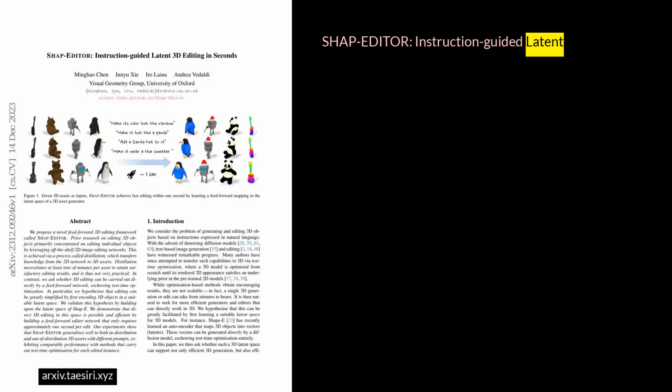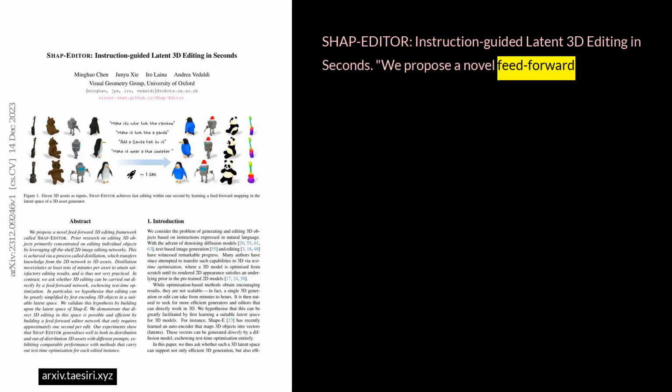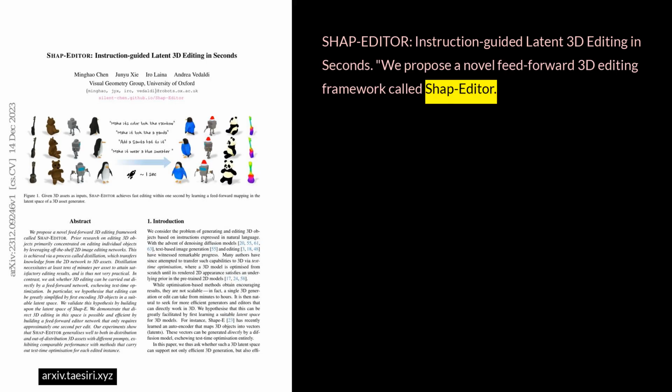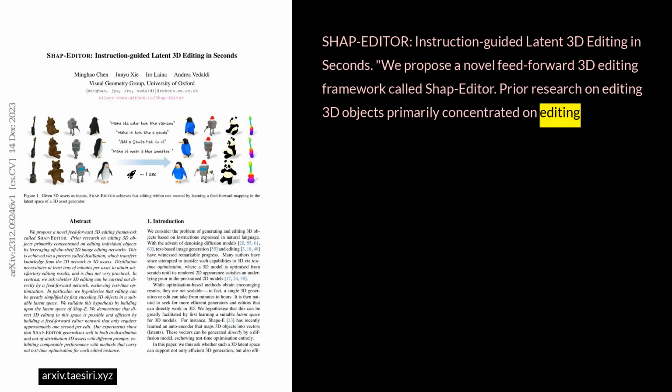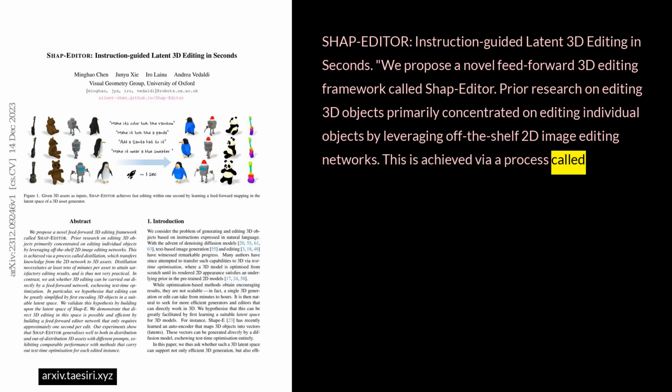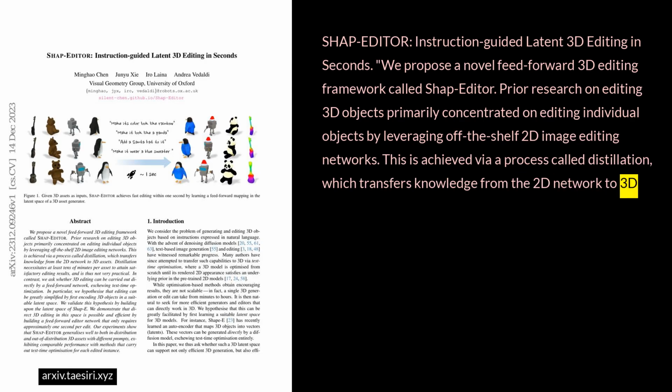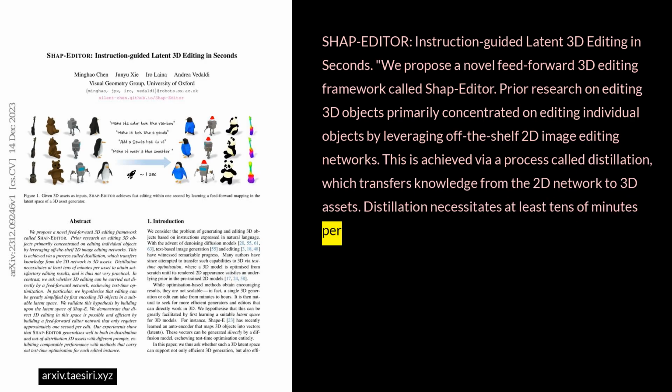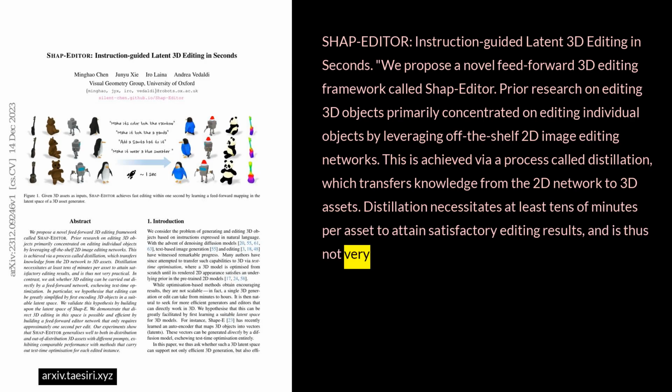Shap-Editor, instruction-guided latent 3D editing in seconds. We propose a novel feed-forward 3D editing framework called Shap-Editor. Prior research on editing 3D objects primarily concentrated on editing individual objects by leveraging off-the-shelf 2D image editing networks. This is achieved via a process called distillation, which transfers knowledge from the 2D network to 3D assets. Distillation necessitates at least tens of minutes per asset to attain satisfactory editing results and is thus not very practical.